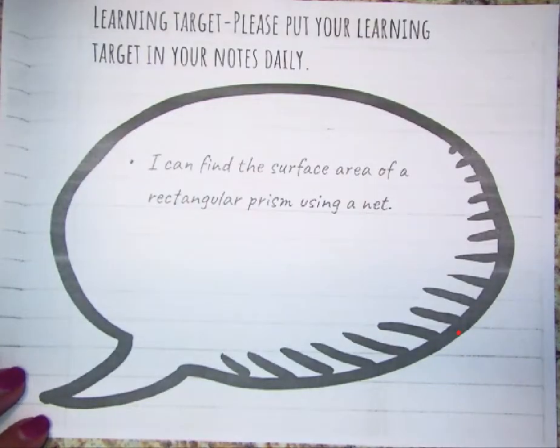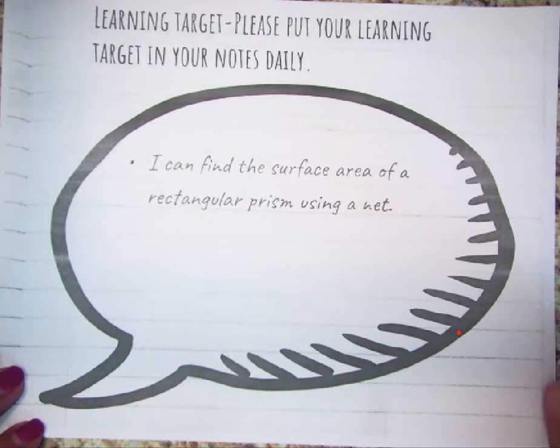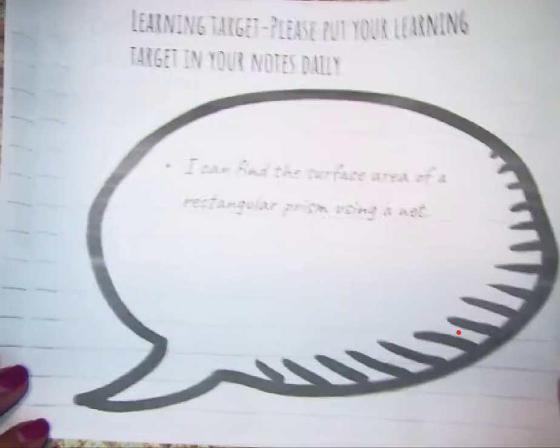Okay? All right. So today, this is your learning target. And I want you to put this in your notes on a daily basis. Your learning target: I can find the surface area of a rectangular prism using a net. So pause the video, give yourself enough time to write down this learning target.